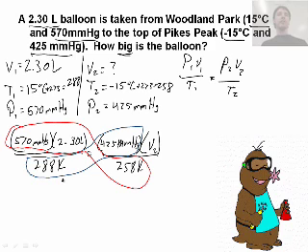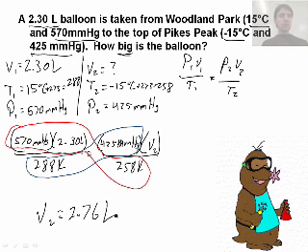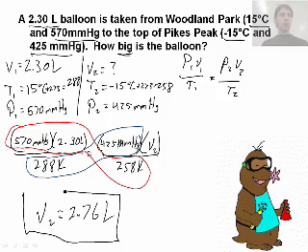divide 288 and 425. Okay, so 570 times 2.3 times 258 divided by 288 divided by 425 will give us our V2. And V2 is then 2.76 liters. Plug and chug. That's all you have to do.